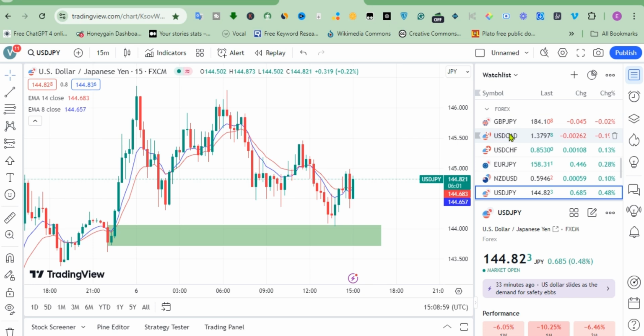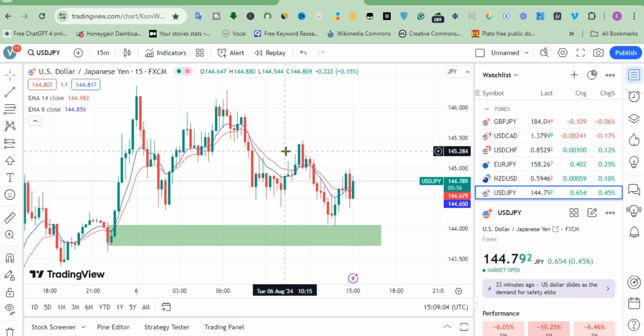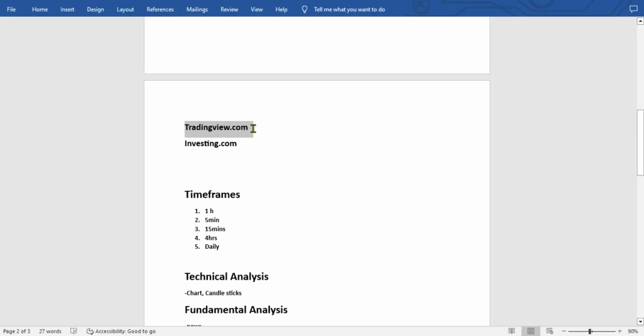Before going to that, sorry, I was too fast. I didn't tell us what I'm using. I'm using TradingView. Go to tradingview.com. When you go to tradingview.com, this is it. You go to the site and you register. Tradingview.com.